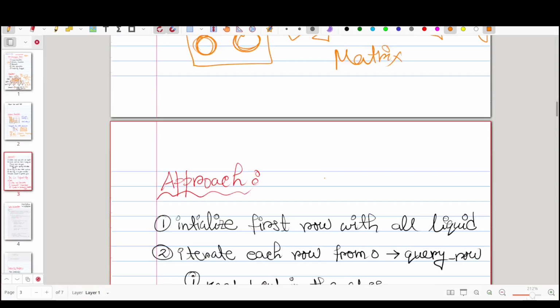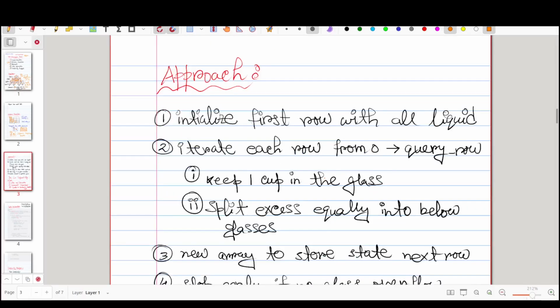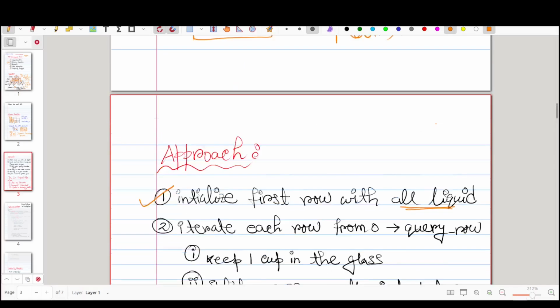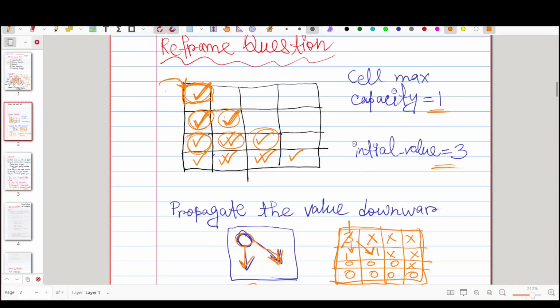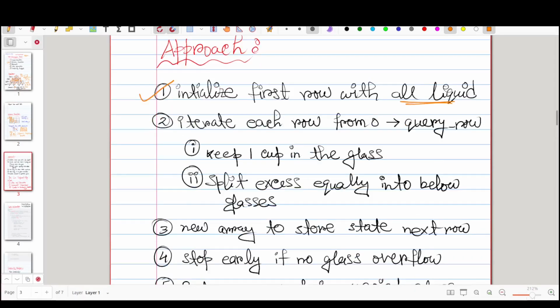Now come into the approach part. The approach is fairly simple. First of all we have to initialize the first row with all the liquid, that means the first row is this row, and we fill all the liquid over here in the first cell only because the first cell is valid. Next we iterate each row from 0 to the query row, because we just want to query the row and query glass, how much water is filled, that is our interest. So we just go till the query row.